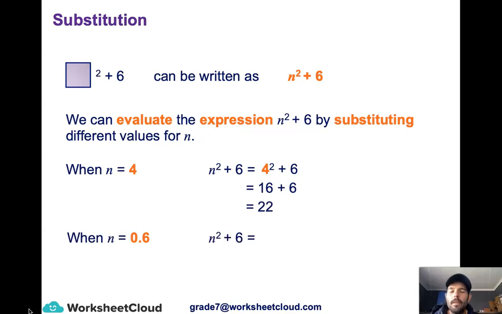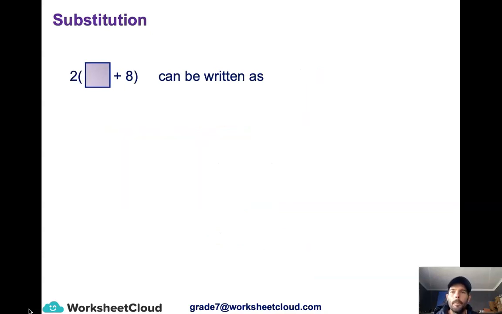If I gave n the value of 0.6, same thing again. 0.6 is the squared number. That becomes 0.36 plus 6, so 6.36. Okay, so again, substitution can occur in multiple ways, but the process and the principle remain the same. Very important for you to understand that, guys.